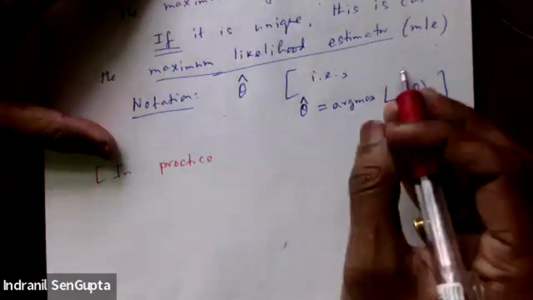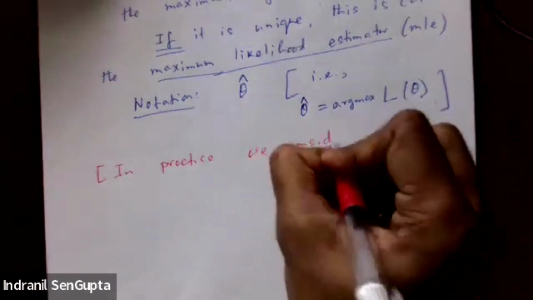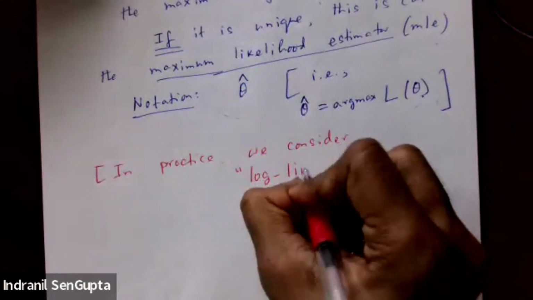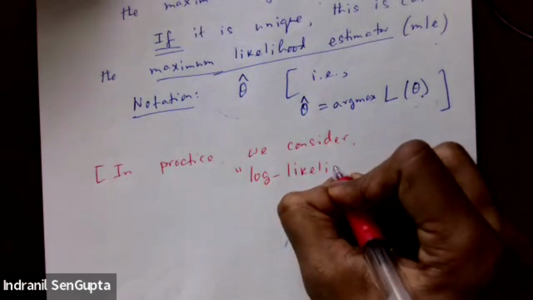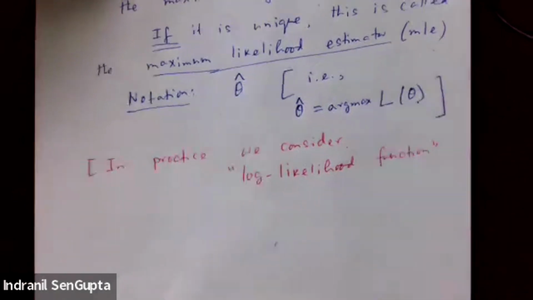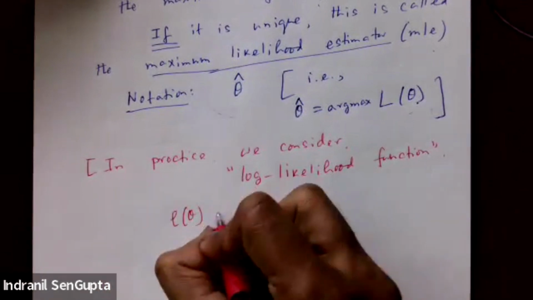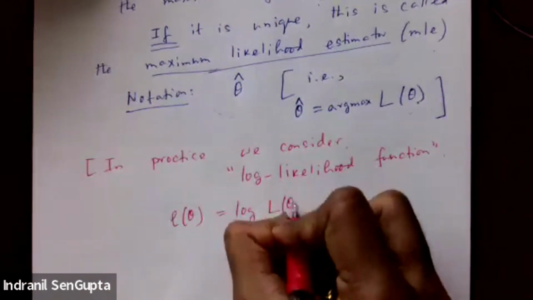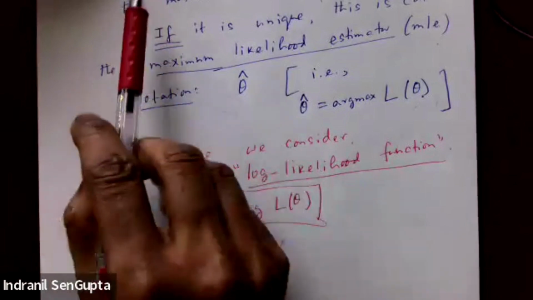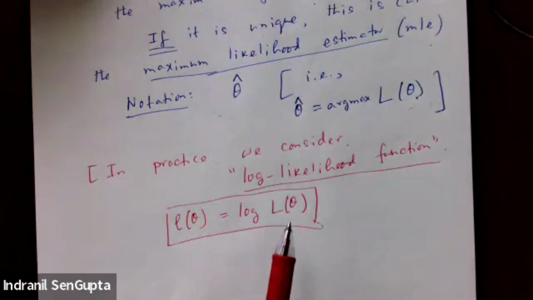So in practice, we consider the log likelihood function, and we denote it by l of theta. This is a lowercase l, which is the log of the uppercase L theta. So this is a log likelihood function. We are not deviating from step 2. We are just in step 2, but this is how it's done in practice.